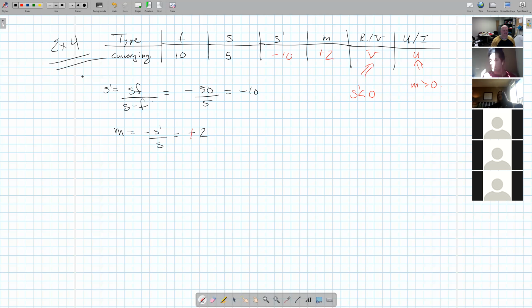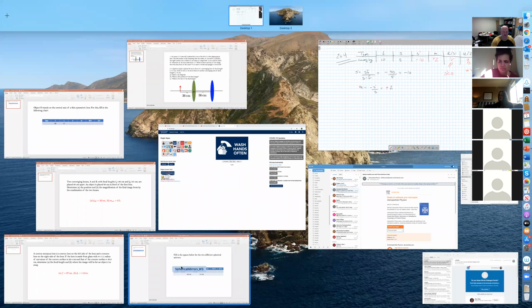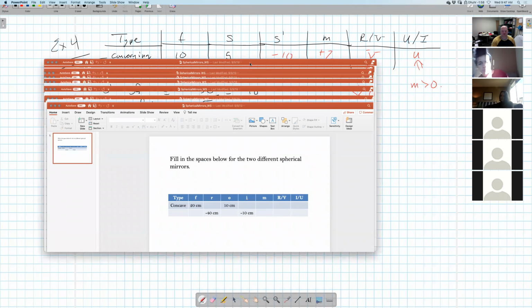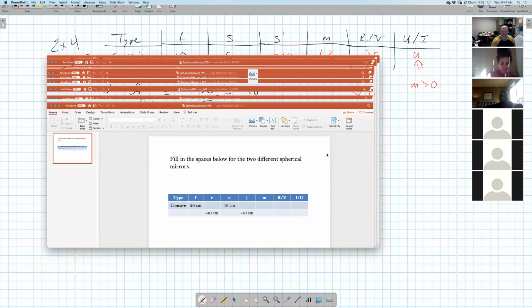So in that case, instead of starting combinations, let me bring up a group assignment. So let's talk about this one real quick. This is the same idea. Here you have a chart to fill out, but this has to do with mirrors instead of lenses, but the idea is exactly the same. Here it says, fill in the spaces below for the 2 different mirrors. The first one, you're told that you have a concave mirror, which has a focal length of 20 centimeters, and you're looking for the radius of curvature.